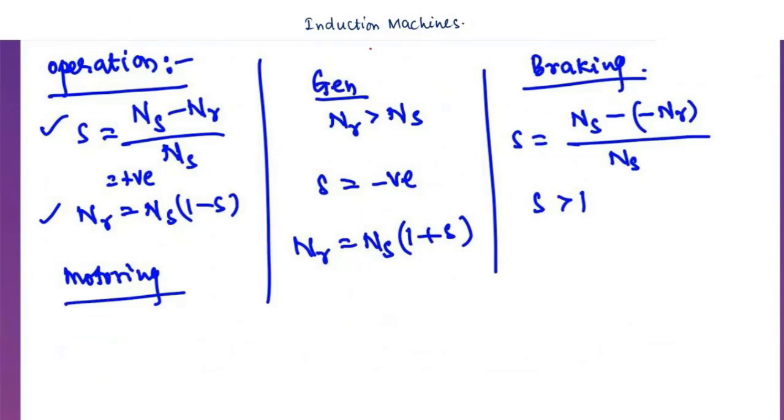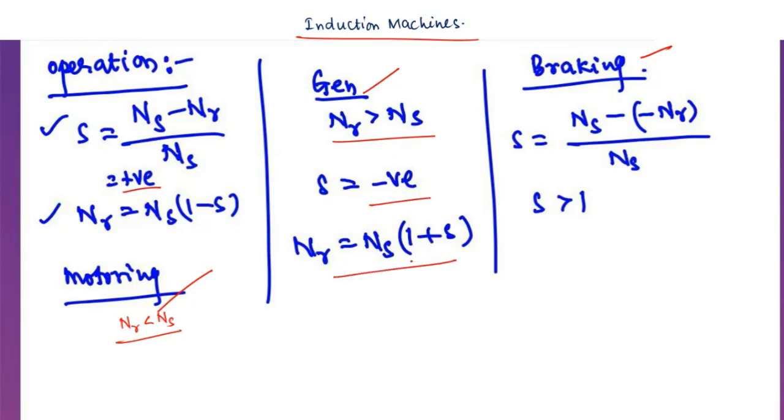Now if you see the induction machines, an induction machine can be operated in 3 modes, to say exactly 2 modes. One is motoring mode, generating mode, and this is plugging or braking mode. In motoring mode, the slip value is definitely less than 1, of course greater than 0, so it is generally positive. The rotor speed is always less than the synchronous speed, hence the slip is always positive and the rotor speed is ns of 1 minus s. In generator mode, the rotor speed is greater than the synchronous speed, so slip is negative, so you'll get rotor speed as ns of 1 plus s.